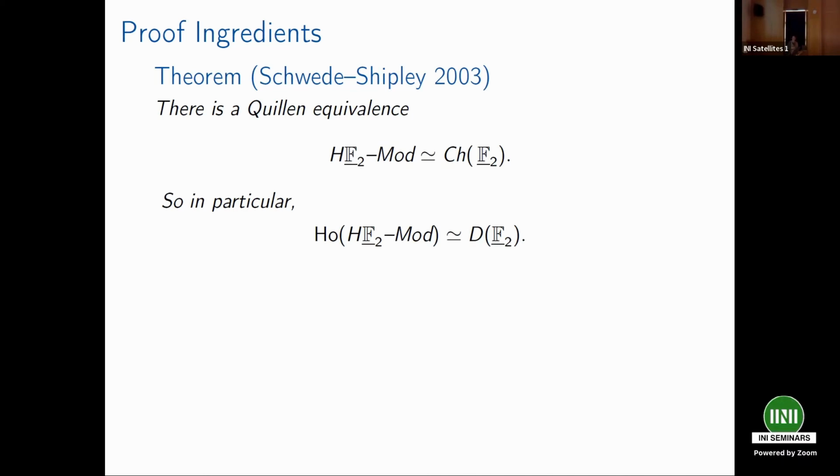So we used this theorem of Schwede and Shipley that says that there's a full equivalence between the category of HF2 underline modules and chain complexes of modules over this Mackey functor, constant F2. So if you're not familiar with full equivalences, the point for me is that they have the same homotopy categories. So the homotopy category on the left is the derived category on the right.